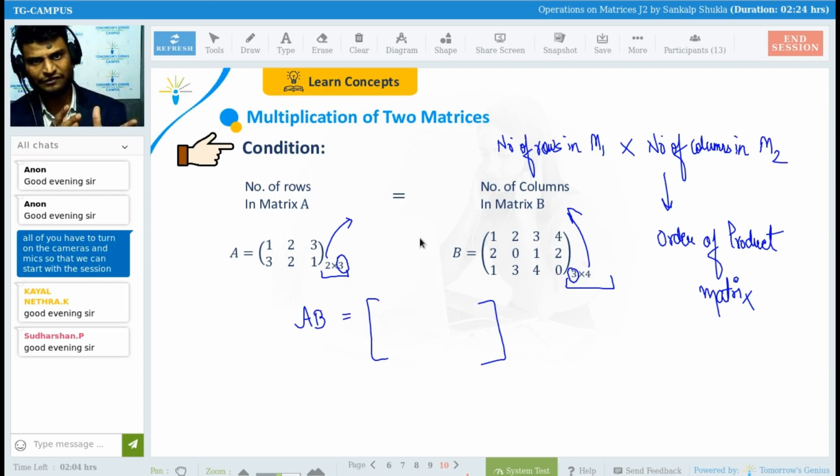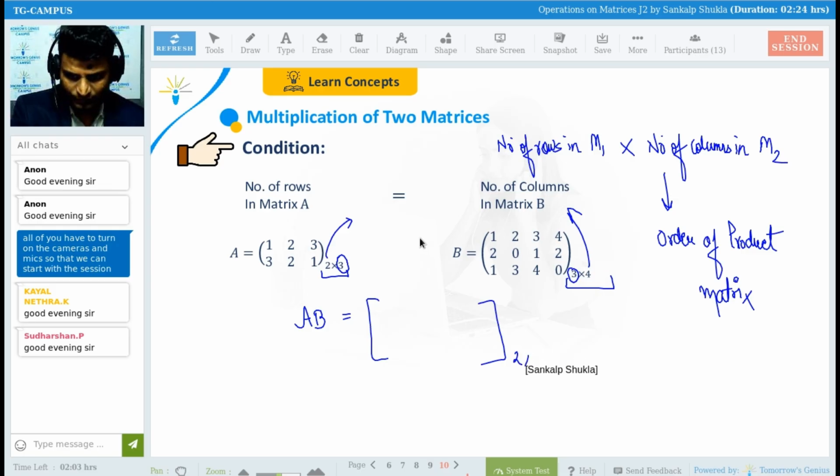The condition is clear, and if the condition passes, then what is the order? That is also clear. So what is the order in that case? Yazra has answered it correctly. 2 cross 4. So 2 cross 4 is going to be the order.